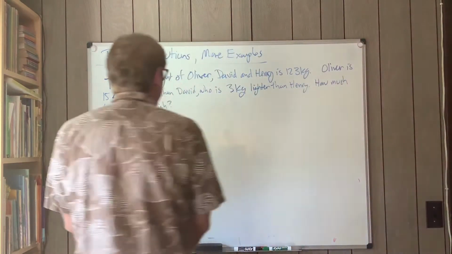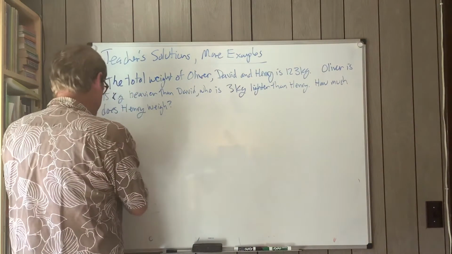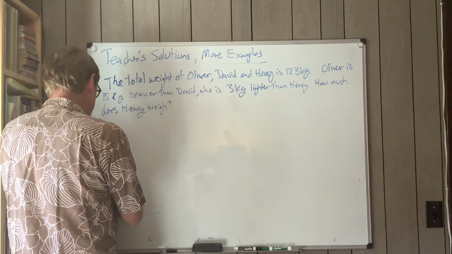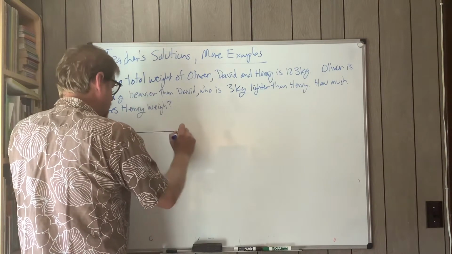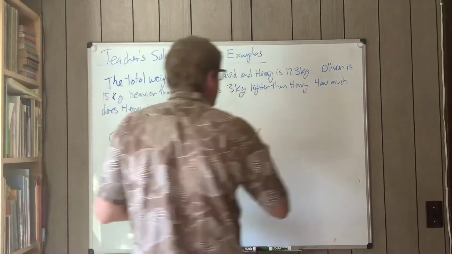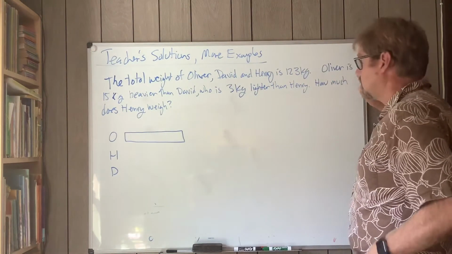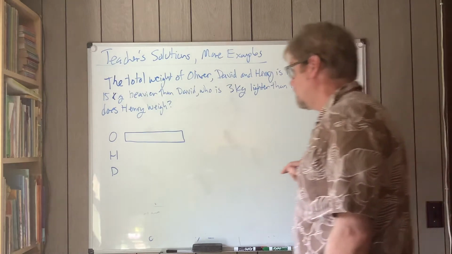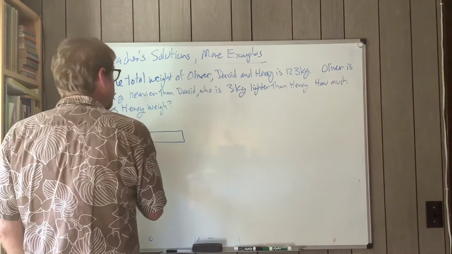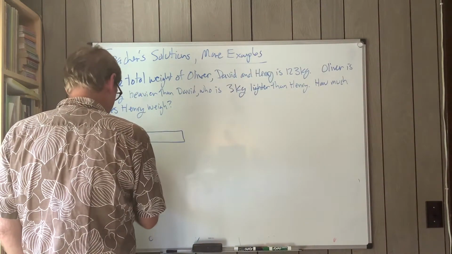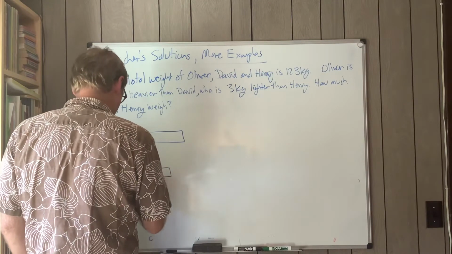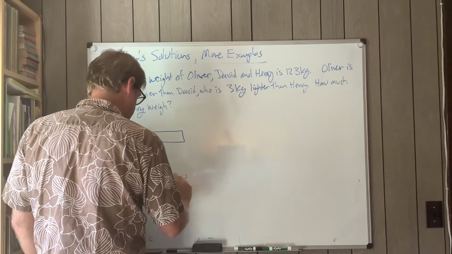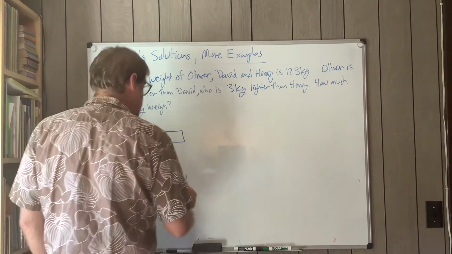Okay, so we have 3 people here. So I've got Oliver, Henry, and David. Okay, it looks like Oliver is the heaviest, so make him the longest. He's 15 kilograms heavier than David. So let's do this. 15 kilograms.